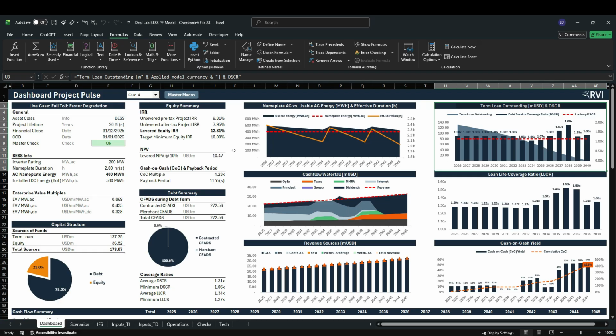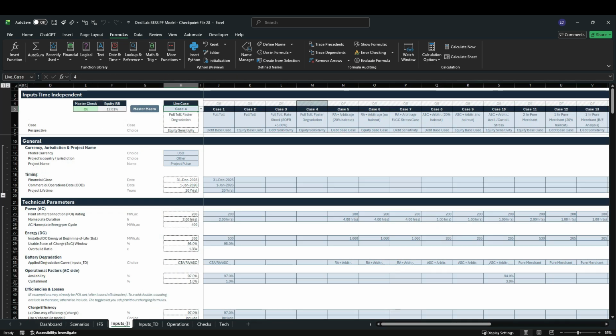And now let's move back to the model checkpoint file from our previous lesson. Right now you can see that we are still in case 4. So let's move to our inputs time independent sheet. And we will start with case 5, which is our debt base case, resource adequacy plus merchant arbitrage with a 20% haircut. So let's switch over to case 5.